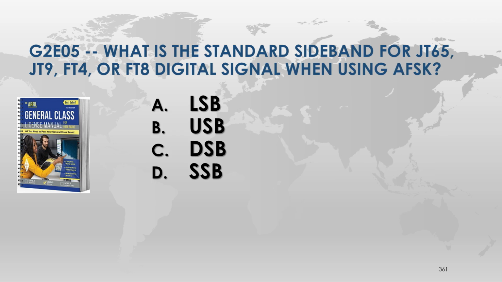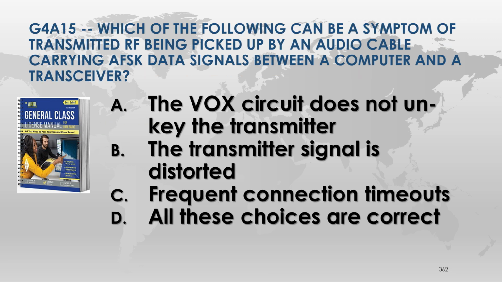What is the standard sideband for JT65, JT9, FT4, or FT8 digital signal when using AFSK? Bravo. Upper. Which of the following can be a symptom of transmitted RF being picked up by an audio cable carrying AFSK data signals between a computer and a transceiver?